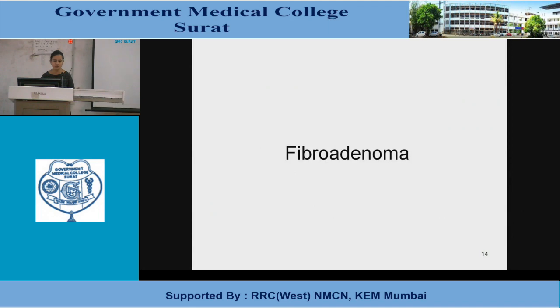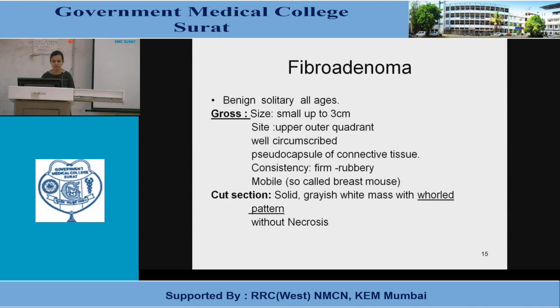First of all, we'll have a look at fibroadenoma. What is fibroadenoma? It is a benign lesion or benign neoplasm which is solitary, that means single. It occurs at all ages, commonly seen in younger females, especially in their teenage. Grossly, size is small, up to 3 centimeters. Site is upper outer quadrant mostly, but it can happen anywhere.